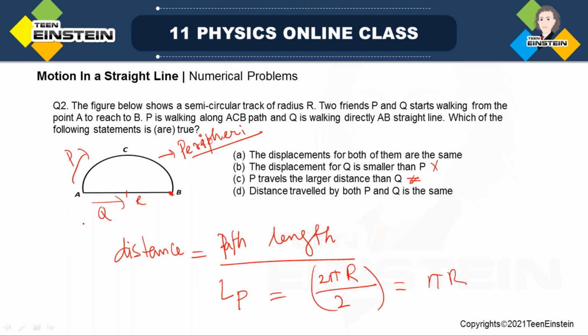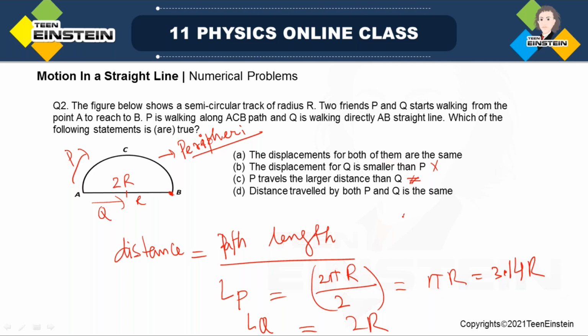What about the path length by Q, which is the person who is traveling A to B directly, in a straight path? What is the path length for him? The path length is actually 2r for him, right? A to B. So path length LQ is 2r. It has to travel all the way through the diameter. So this is 3.14, the value of pi, into r, and this is 2r.